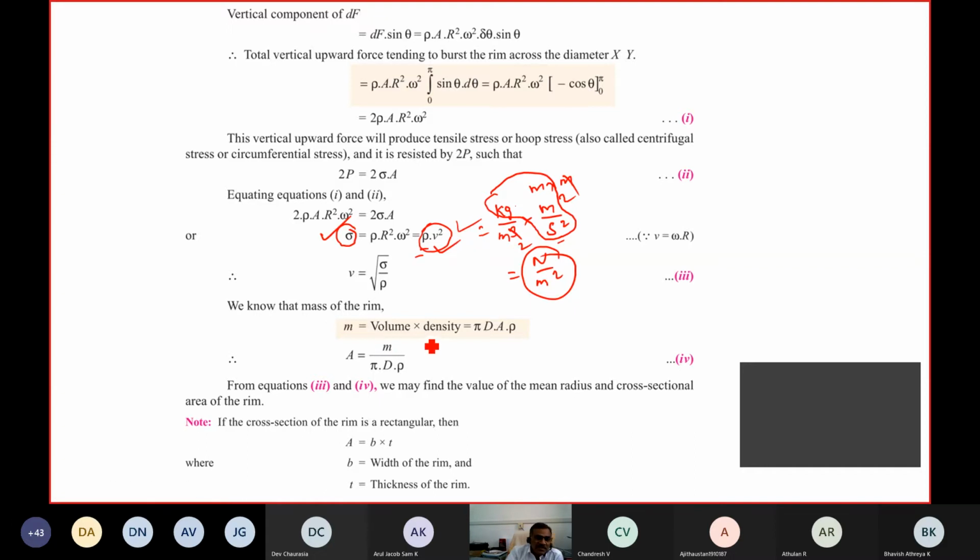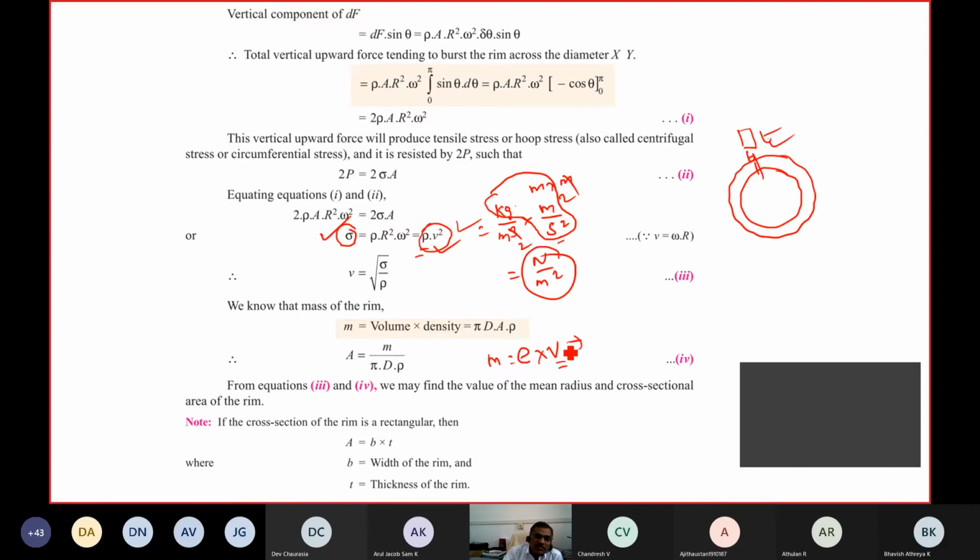Similarly, there's a relation between the dimensions and the density. We know one equation: mass is equal to density into volume. What is the volume in the case of a flywheel? In a flywheel, the arm and hub mass will be very, very less, so you can neglect that and take only the ring. 95% of the mass is in the ring, so only the ring is considered for calculating the volume. The cross section is a rectangle, with width B and thickness T.